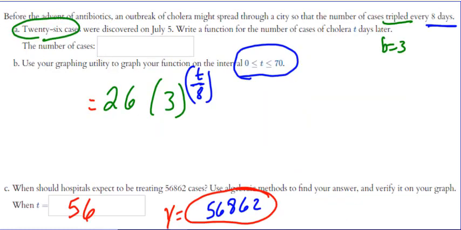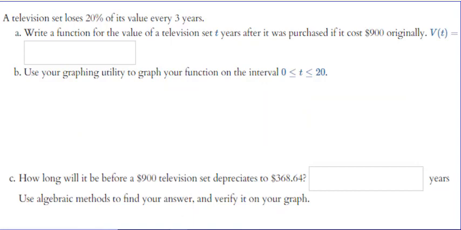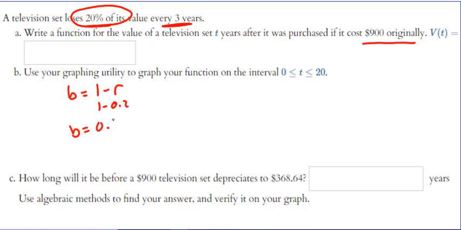All right. Okay. So we're going to do this one. All right. A television set loses 20% of its value every 3 years. Write a function of television set 2 years after it was purchased if it cost $900. So 900 is the original. It loses 20% every 3 years. So base is 1 minus R. So 1 minus 0.2, the base is 0.8.